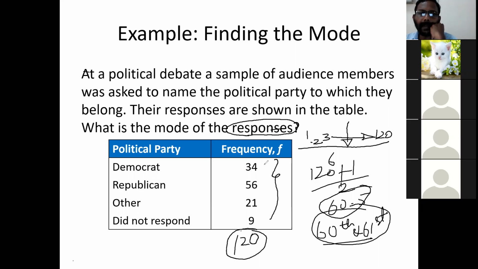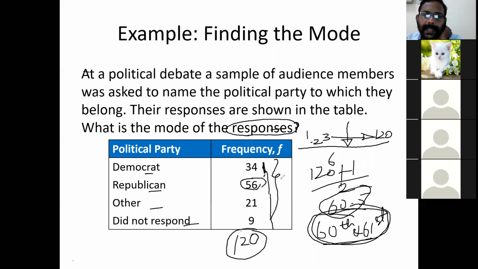If you start from here, first person, second person, third person, up to 34, starting from here. Then from 35 it goes here. Then from that and so on. So where are these 60th and 61st persons coming in? Either he should come in this category or this category or this category or this category. Where is he coming? Republican Party. Yes, Republican. Correct.